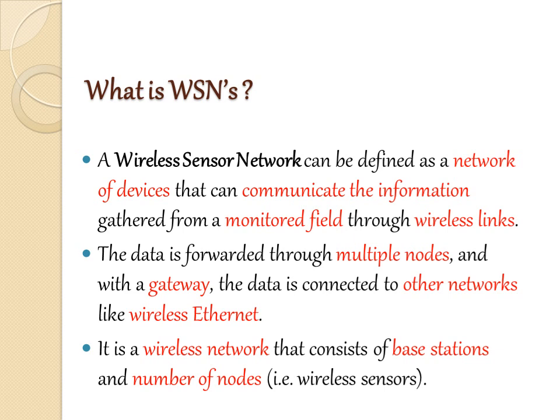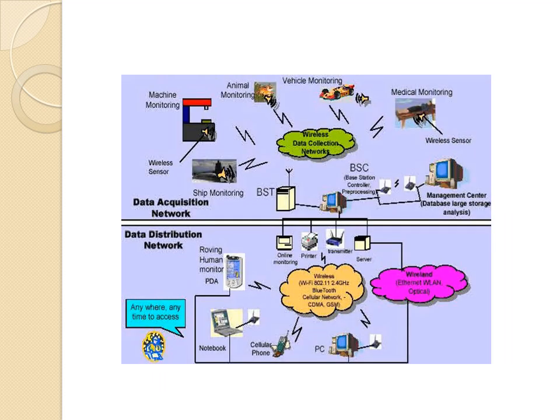It is a wireless network that consists of base stations and a number of nodes, that is, wireless sensors. It will be more clear by looking into the diagram. Here in this diagram we have a data acquisition network and a data distribution network, in which machine monitoring, animal monitoring, vehicle monitoring, and medical monitoring are all wireless sensors, and a base station is also there.